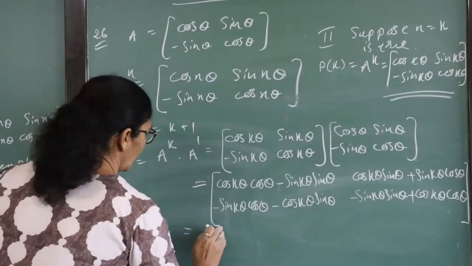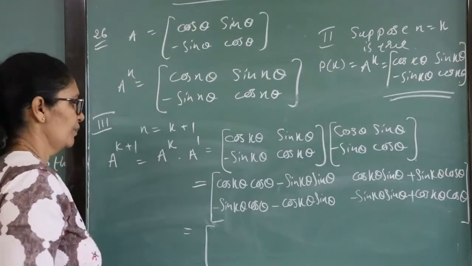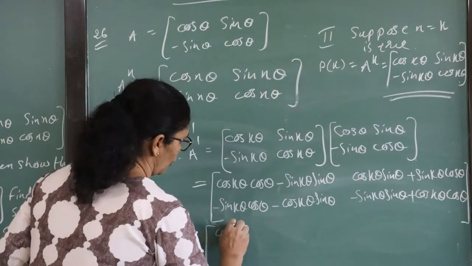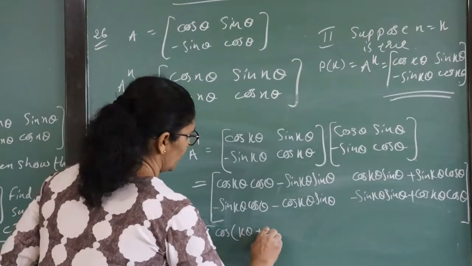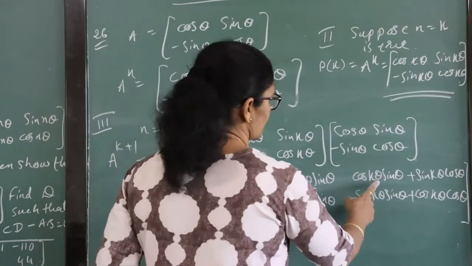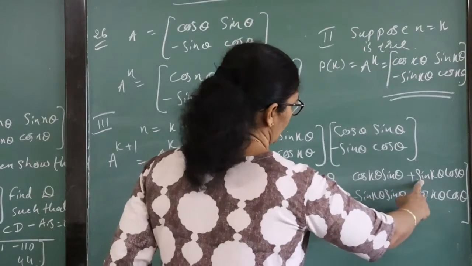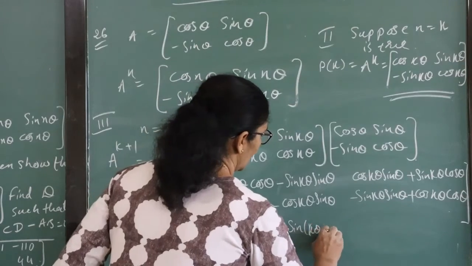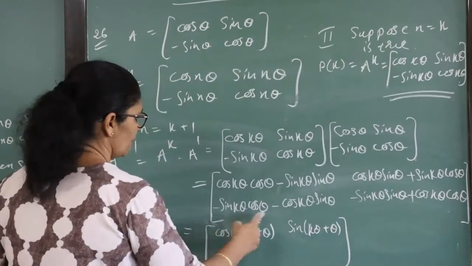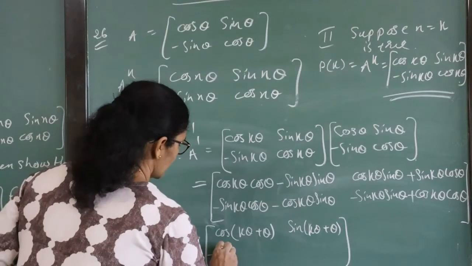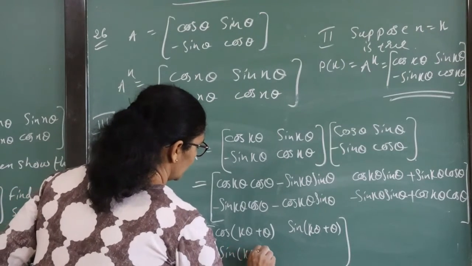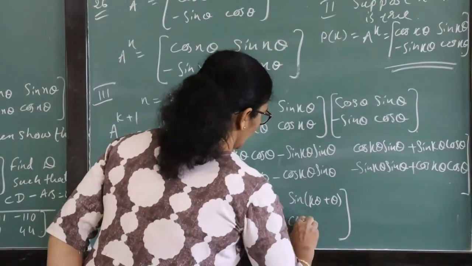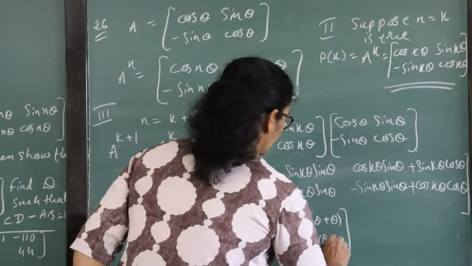Now you tell me, all of these are just trigonometry formulas. Cos alpha cos beta minus sin alpha sin beta: this is your cos alpha plus beta formula. In a similar way, sin cos, sin cos: this is your sin k theta plus theta formula. Similarly, if you take minus sin outside, this is also your sin k theta plus theta formula, and this is cos cos minus sin sin, so cos k theta plus theta.